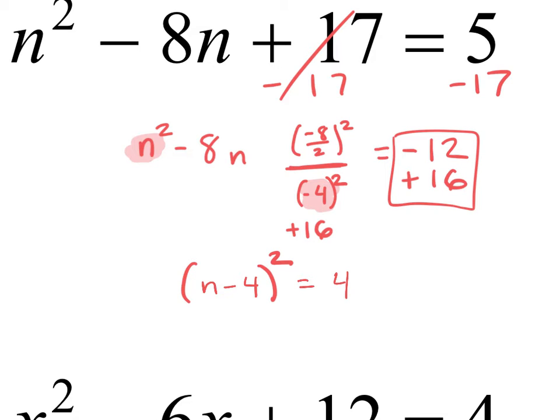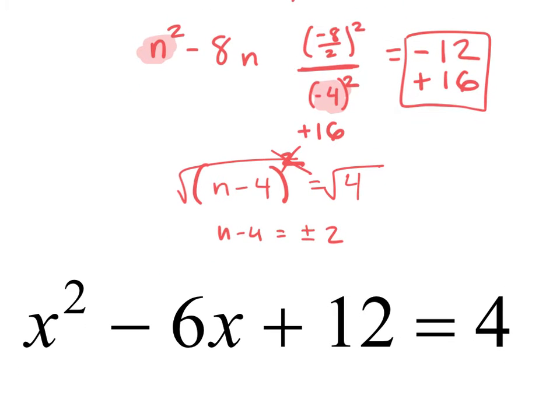Now how can we solve for n? What do we have to do next? Take the square root of both sides. So this cancels. So n minus 4 is equal to, what is the square root of 4? Plus or minus 2. And then we just have one more step to do to solve for n. We split this up into our two equations, so n minus 4 is equal to +2. N minus 4 is equal to -2.